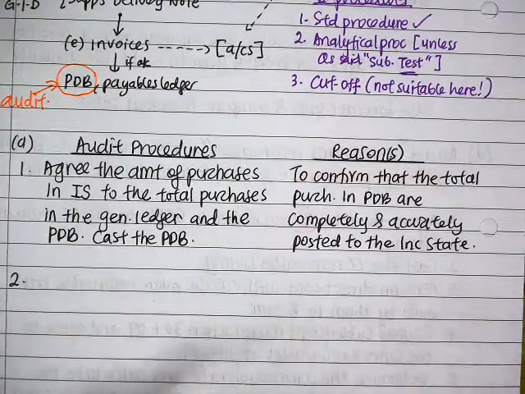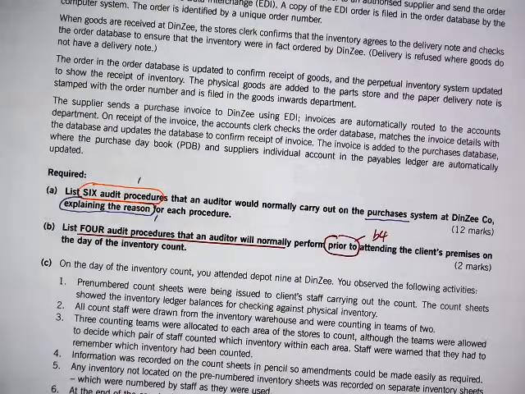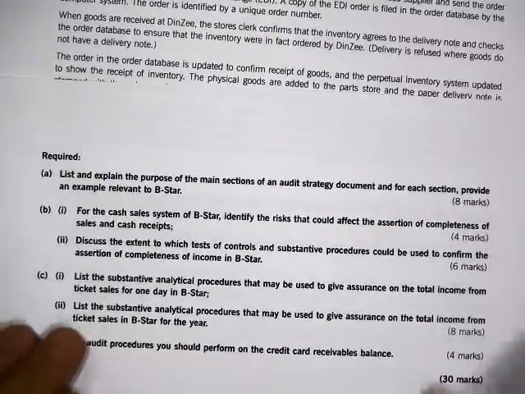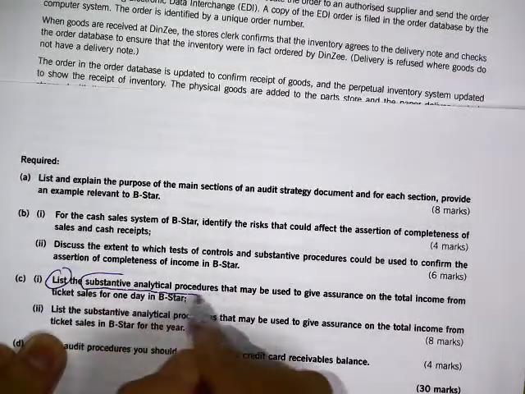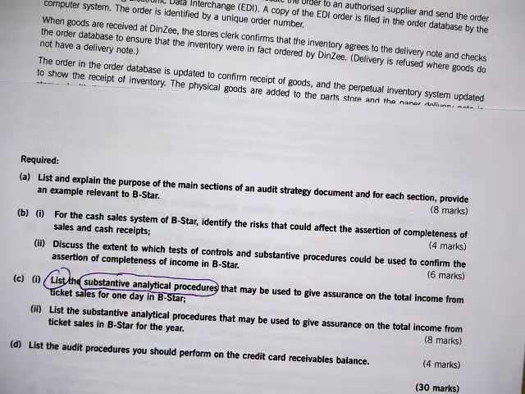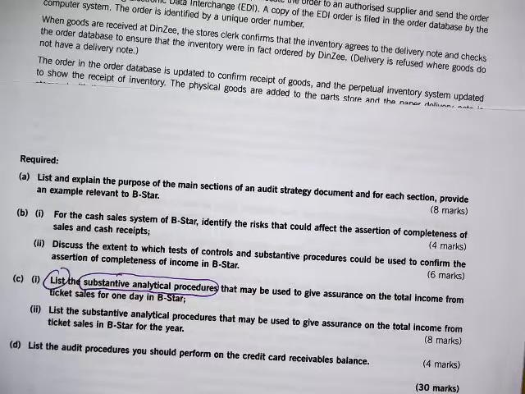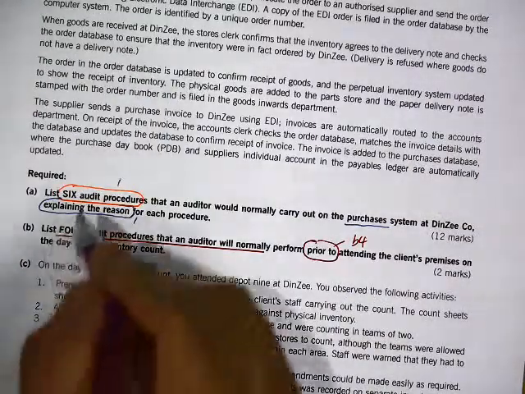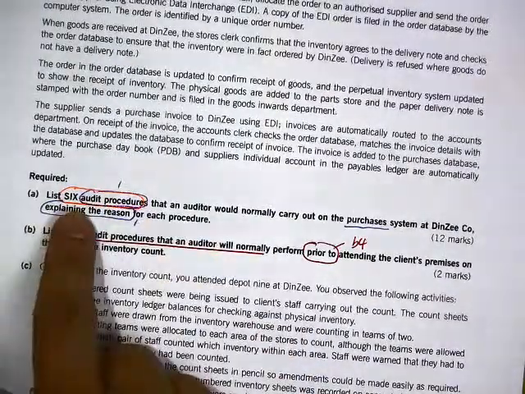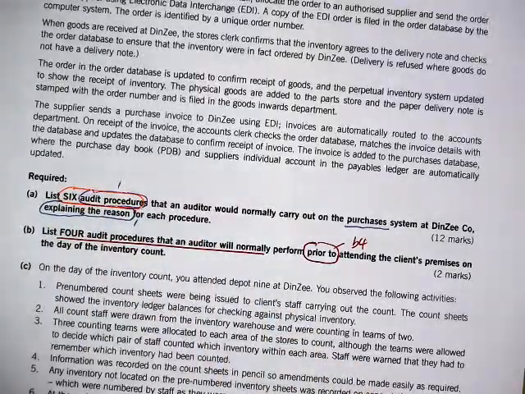Now you notice this question with the one we asked just now is a bit different. Just now the question say list the substantive AP. That means it's a very specific requirement about AP. That's why you must go straight to tell me what kind of relationship that you're going to use to make comparison. But here I'm asking you to give me audit procedure. An audit procedure include AP.